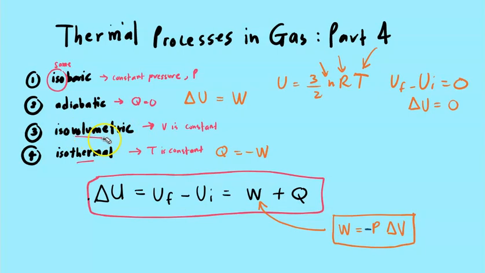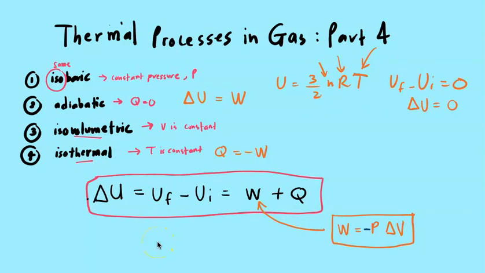For an isovolumetric process, the V is constant, which means that when V final minus V initial equals 0, the work done is also 0. So the work done for an isovolumetric process is equal to 0, and this means that your delta U is equal to Q. And so we will talk more on these 4 thermal processes in gases. Hopefully you guys will understand better.